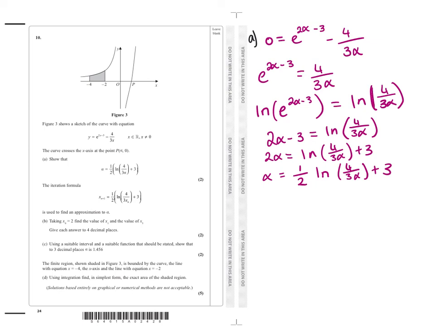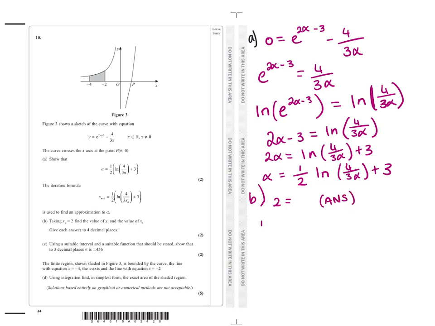Then for part B, it says the iteration formula x of n plus 1 equals a half ln of 4 over 3 lots of xn, plus 3, is used to find an approximation to alpha. Taking x0 equals 2, find the value of x1 and the value of x5. Give each answer to 4 decimal places. So what I like to do is write 2 equals on the calculator, and then straight away that is now my answer.